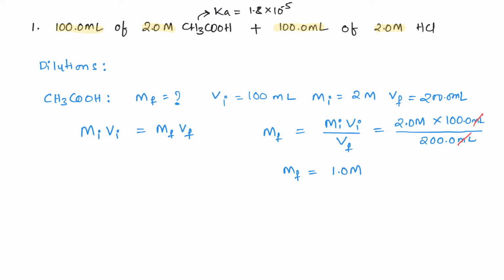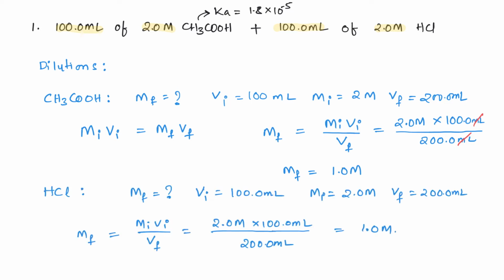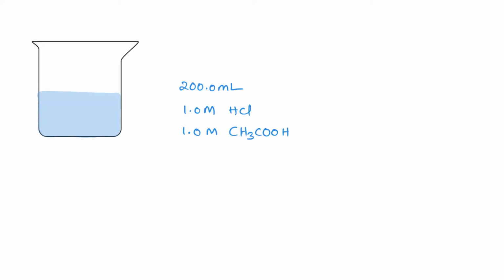We can do a similar kind of calculation for hydrochloric acid. The final molarity or concentration of HCl also comes out to be 1.0 molar. So, after we mixed both the solutions, now I have 200 milliliters of solution in which the concentration of hydrochloric acid is 1.0 molar and the concentration of acetic acid is also 1.0 molar. Let us now calculate the pH of this solution.